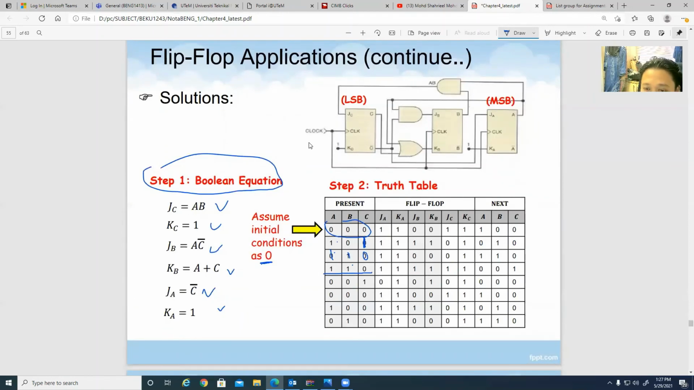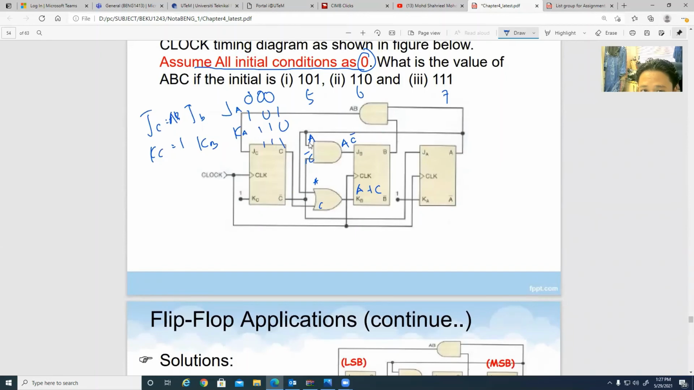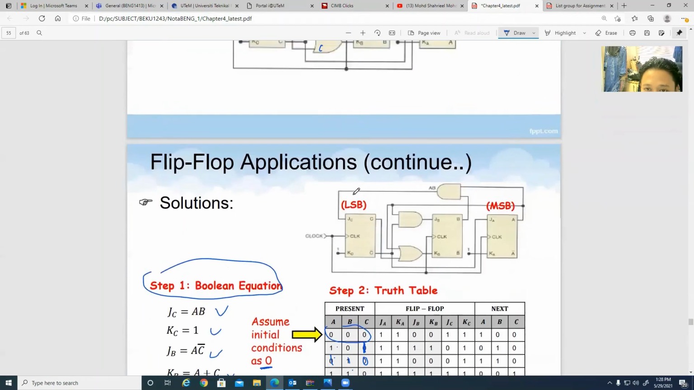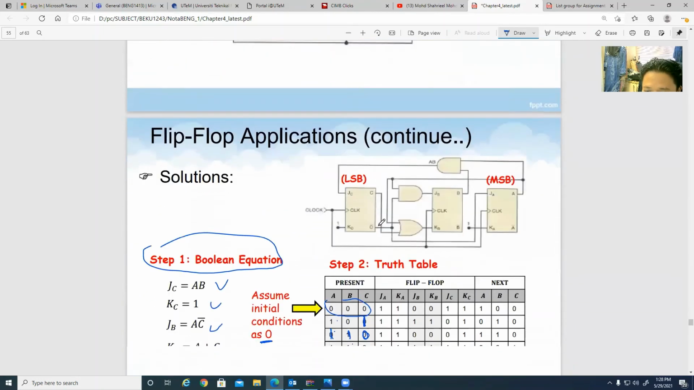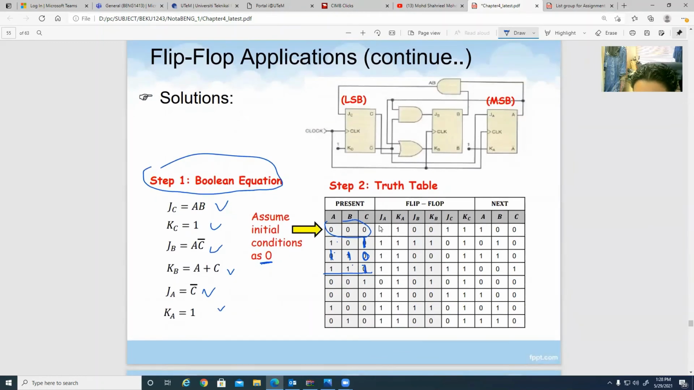Sorry, this is 011. This one is A, B, C, so you have to make sure of the order ABC. Then 101, and next 110. Sorry, I think the question is wrong because this one was taken from another example. This one will be 111. The next step follows like this: 010, 101, 110, 111, and then it goes back to 000.